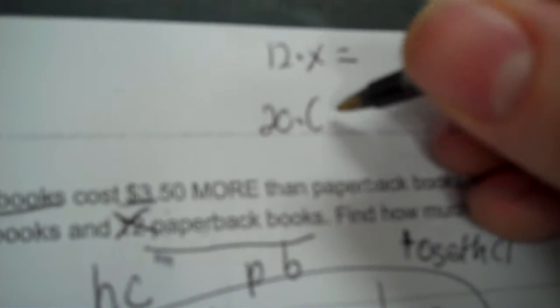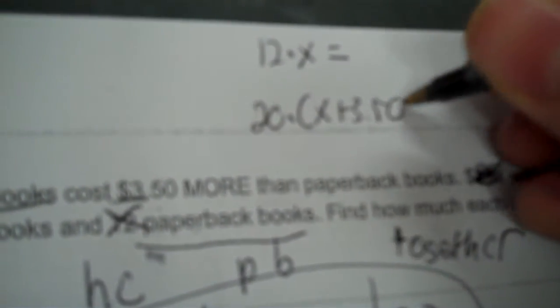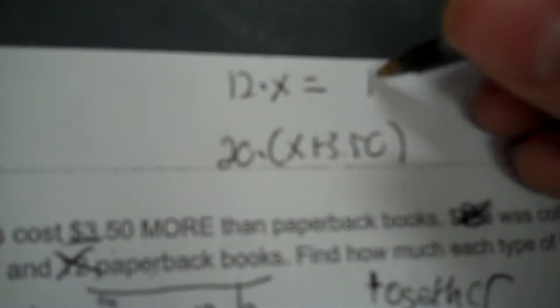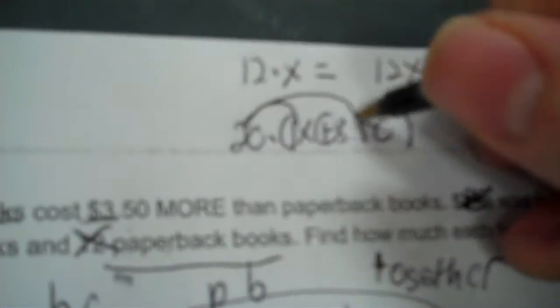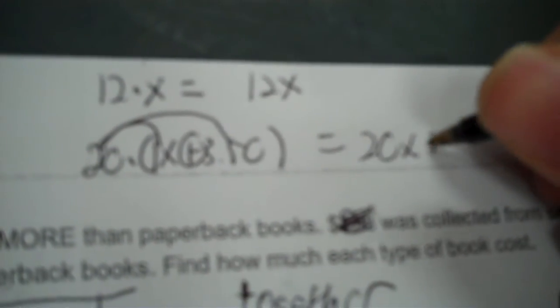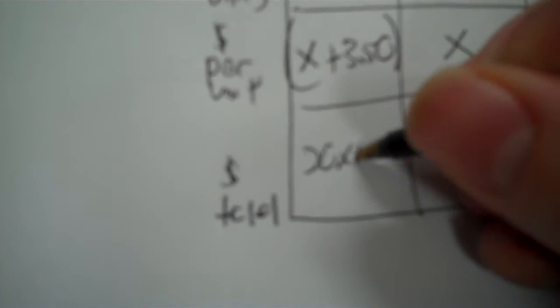Okay. All right, now let's find these products. So 12 times X should be fairly easy. And then I put a parentheses around the expression X plus 3.50. It's going to be 20 times X plus 3.50. So 12 times X is 12X. Now I need to distribute the 20 to the 1X and then to the 3.50. So that's going to be 20X. Remember to distribute it to the 3.50. That's 70. So down here we're going to have 20X plus 70.